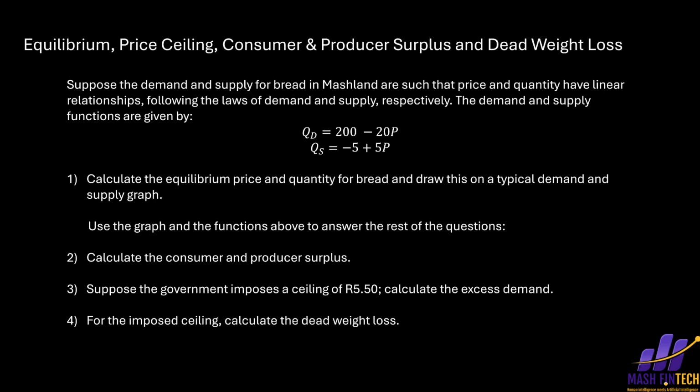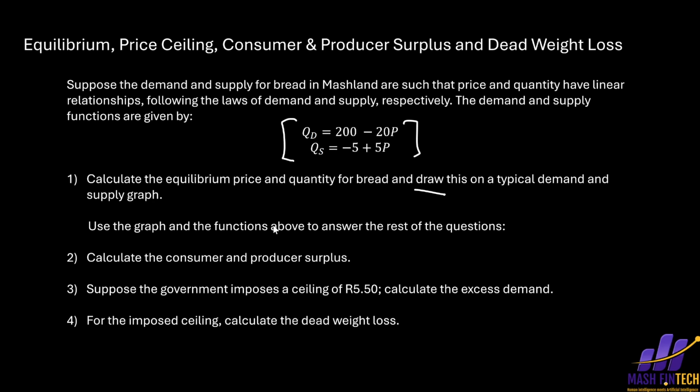All right. So the question here: you are given a scenario in Marshland where the demand and supply have linear relationships between the price and the quantity. The demand and supply functions are given here, which are linear. Firstly, you have to calculate the equilibrium price and quantity. So we take note of these two functions, we calculate the equilibrium price and quantity, and then we draw the equilibrium.